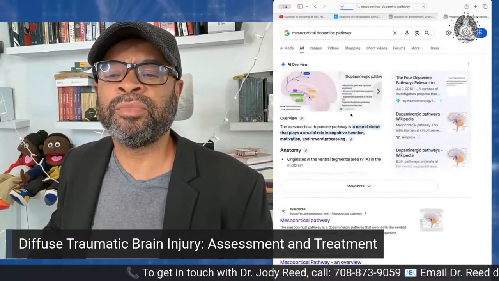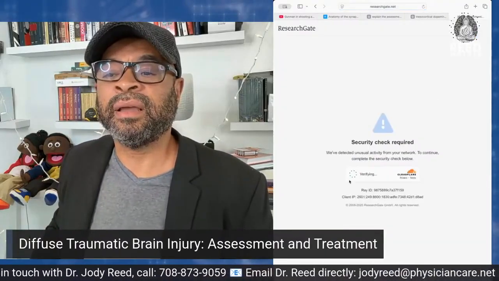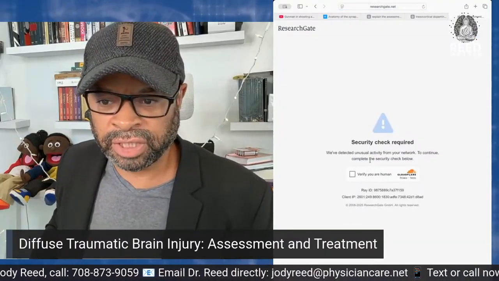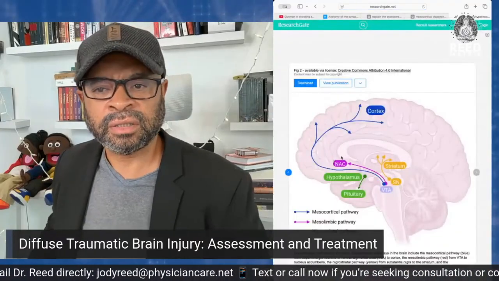Okay, mesocortical pathway. Just look here. This pathway here, come on, give me for free. Come on. Give it to for free, yeah. Y'all can get it for free.